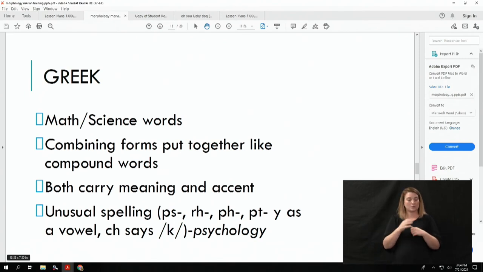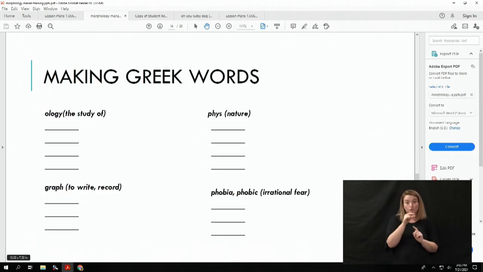If you come up with another math sciencey word, oftentimes you just take some Greek combining forms and throw them together and it's a new word. Okay, we're going to make some Greek words. Ology means the study of. Tell me a word that has ology in it. Biology. Geology. Physiology. Technology. These are pretty straightforward. We know it's the study of.